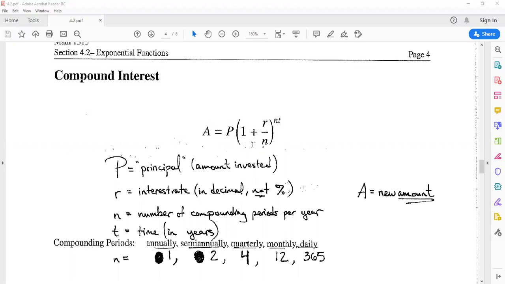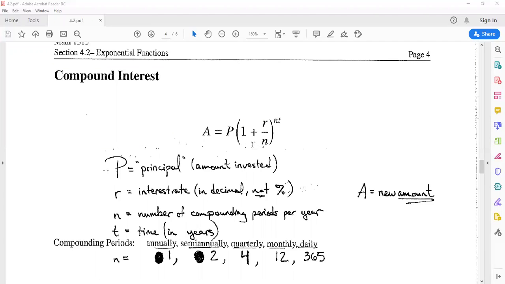Let's talk about compound interest. This is a great practical application of an exponential function. So we've got here this little formula. This looks like a lot of alphabet soup, does it not? So it says A equals P times the quantity 1 plus r over n, all raised to the power of n times t. So what does all this stand for?